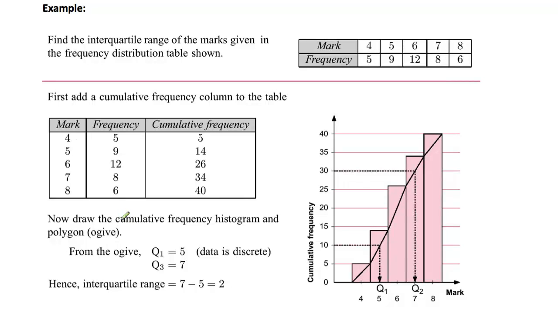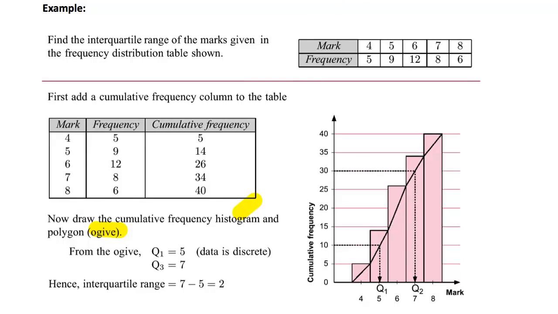And then the next thing you would do is, if you needed to, you would draw your graph, your cumulative frequency histogram, and then join the lines up. Notice they're joined to the corners of the boxes, the top right hand corners join up. That would be your ogive.